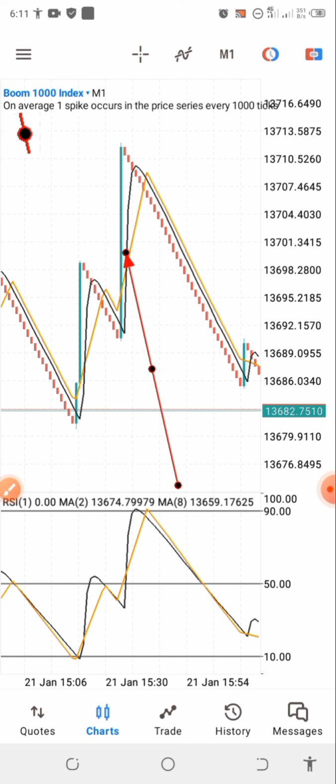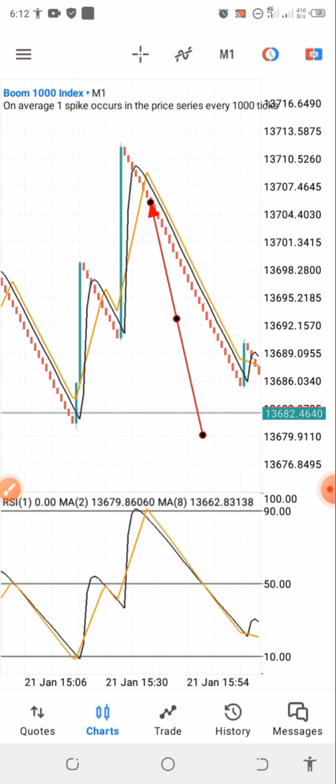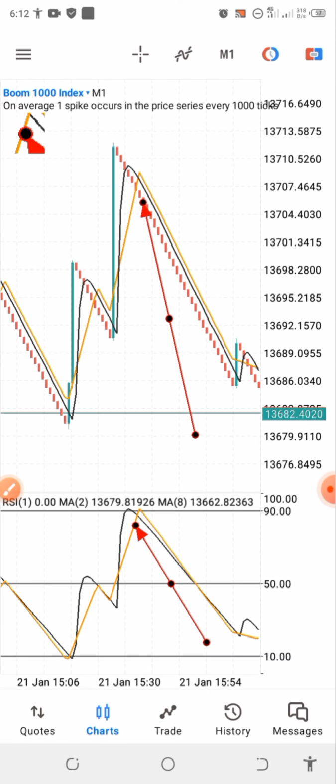So the first one to look out for is this right here. We want to look for this black moving average to come below the gold moving average right here. When it comes below it and the price also goes below the gold moving average, that's what we are going to take note of. Then you look at your RSI chart, which means you want to see these two moving averages touching the 90 levels of the RSI, and we want to see a crossover happen right here.